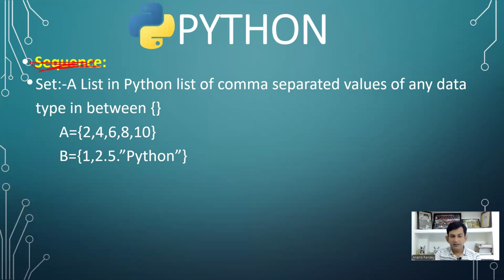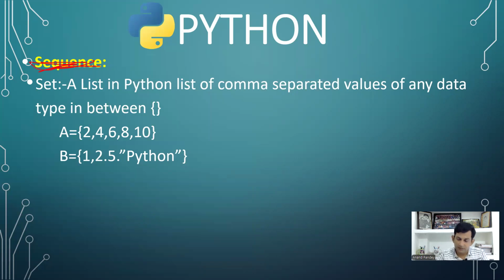Okay. Set. Now set is a list of Python values, comma separated values of any data type, in between curly bracket. And the difference is what? In set, list is in square bracket, tuple in small bracket, set in curly bracket. So what is the difference? Set is also immutable. First thing, set is also what? Immutable.